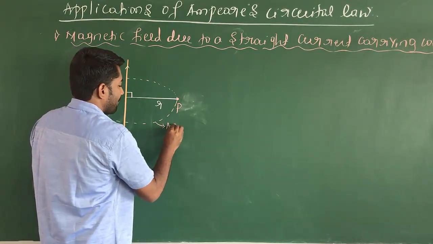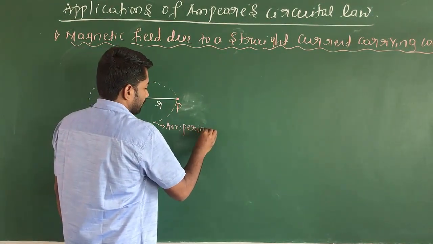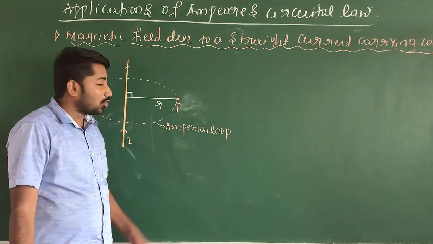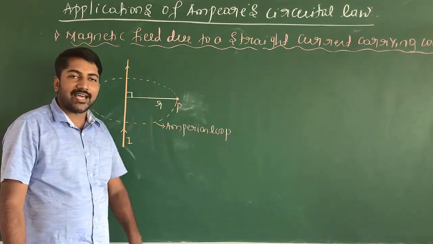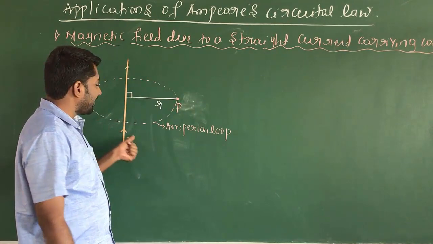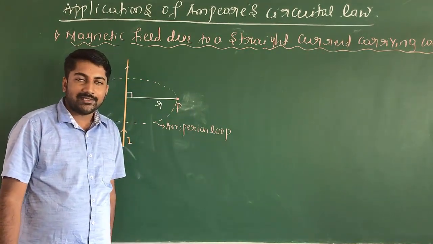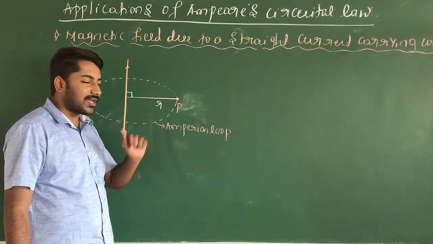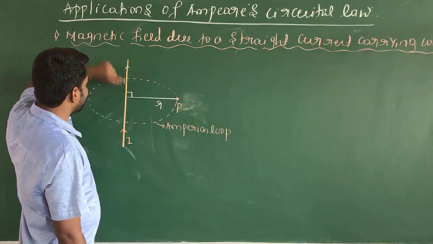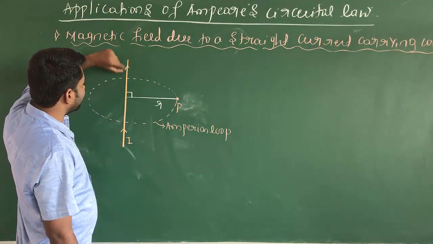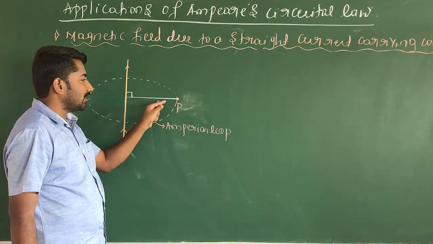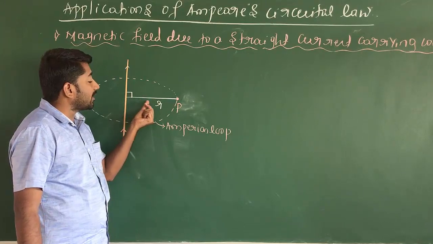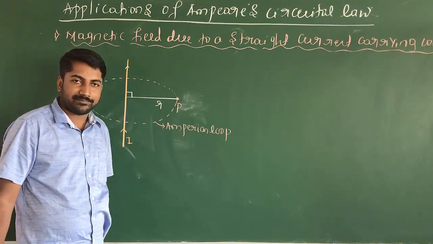This is called the Amperian loop. Amperian loop means the closed path around the current carrying wire. When the current is flowing in this conductor, the magnetic field is produced. P is the point at which the magnetic field is to be calculated at a perpendicular distance r from this conductor.